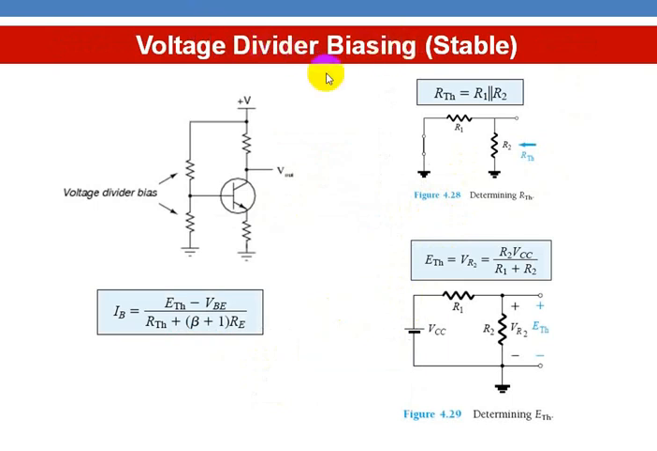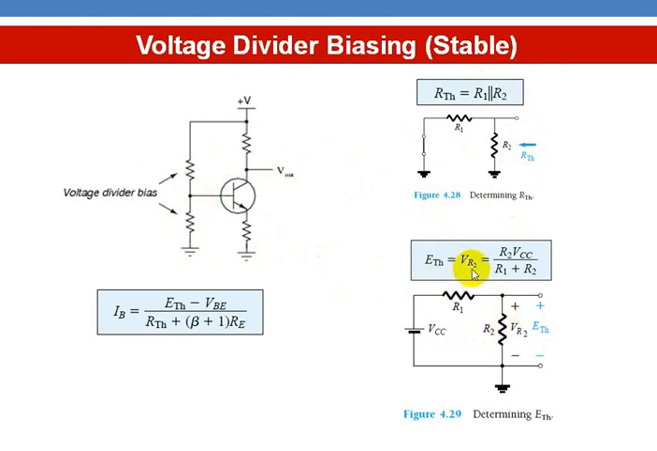Similarly, voltage divider biasing circuit. A divider circuit is used here, that is, two resistors are connected in series, and the voltage developed across this resistance is applied between base and ground terminal. Here RTH is nothing but the parallel combination of these two resistances. The lower one is R2, the upper one is R1. So RTH is R1 parallel with R2, whereas ETH is nothing but the voltage across this terminal.